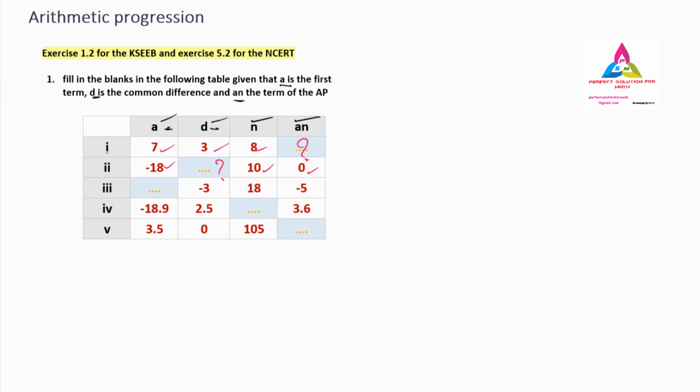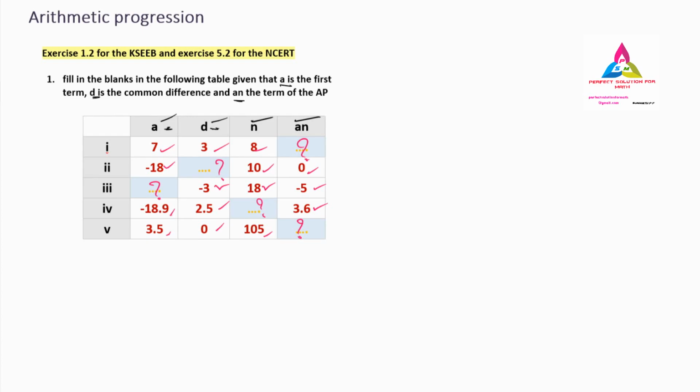In the third question, the first term is not given, but the common difference is given, the n value is given, and the nth term is also given, that is minus 5. In the fourth question, minus 18.9 is the a value, 2.5 is the common difference, and you have to find the n value when the nth term is 3.6. In the fifth question, the a value, d value and n value are given, but you have to find the nth term. So this is what they have given.